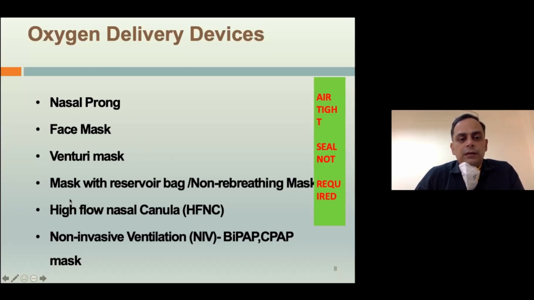The initial five methods of oxygen therapy, that is nasal prong, face mask, Venturi mask, don't require a tight seal and are easily tolerated by patients.